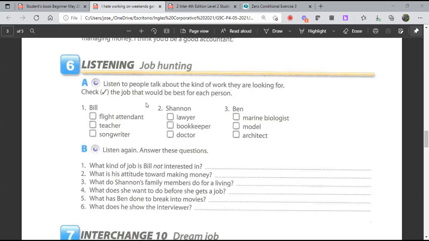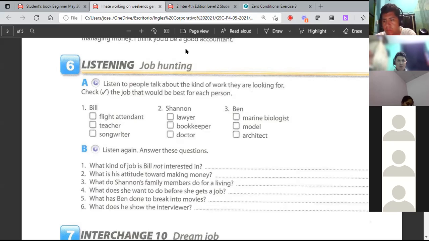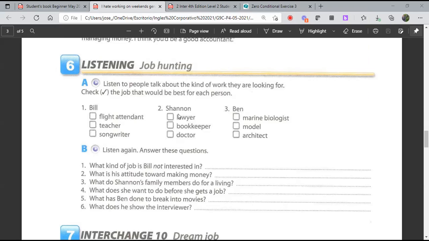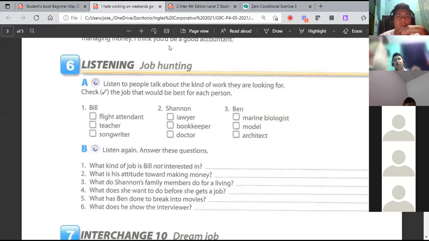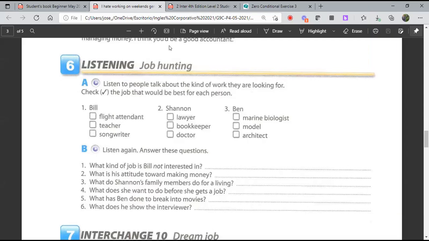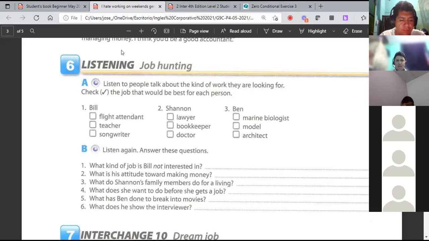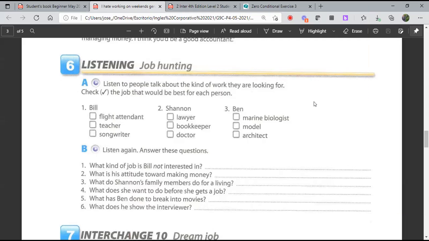So who can tell me the job that would be best for each person according to their interests? Flight attendant. Yes, that's correct. What about Shannon, Mr. Oscar Gamero? Bookkeeper? No, it's not bookkeeper. A doctor, teacher? It's a doctor, correct. And she specifically says something about that. Yeah, she wants to come to El Salvador. Good. What about Ben? Model. It's a model. That's right. He even took pictures and stuff in there.